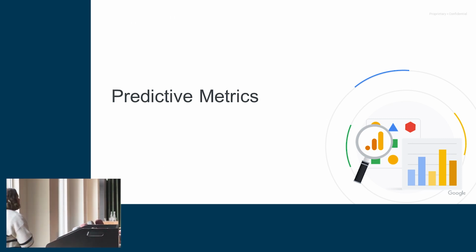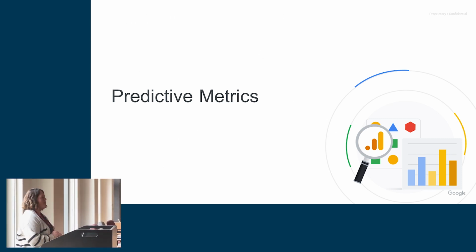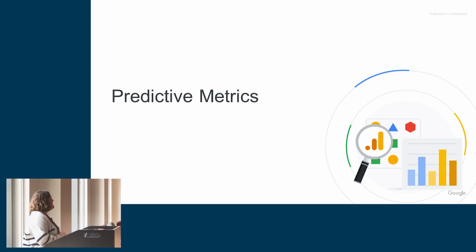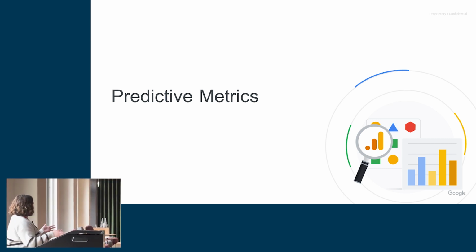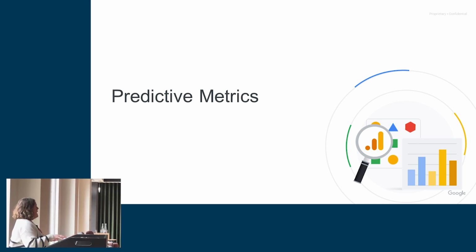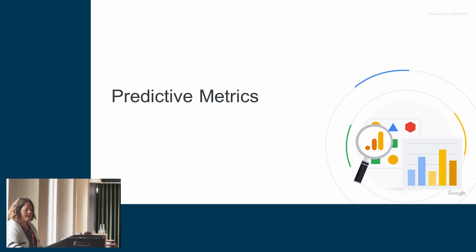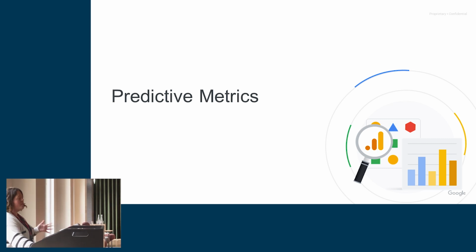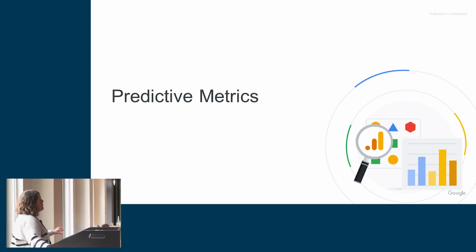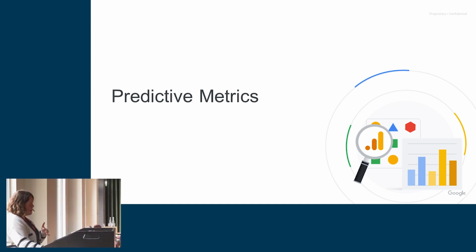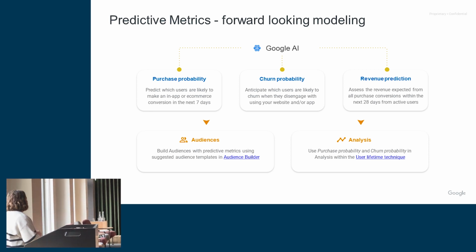Okay, and then last but not least, the last type of modelling I want to talk about is our prediction modelling. This is the one that's forward-looking. It's taking data that you've already collected in your Google Analytics property and predicting what's going to happen next. I think this is really cool because we've never really had this before in Google Analytics. All of the reporting has been past tense and looking at what has happened, whereas this is looking at what's to come.